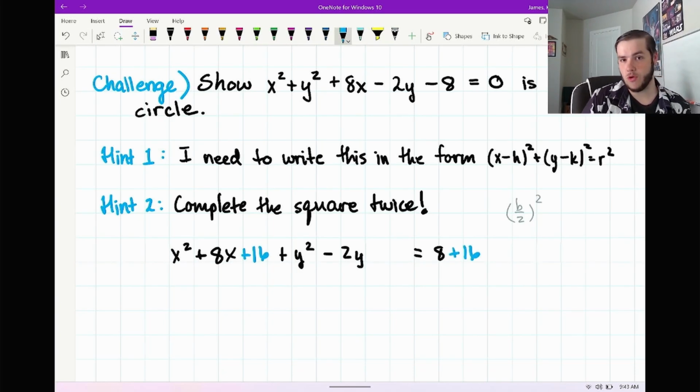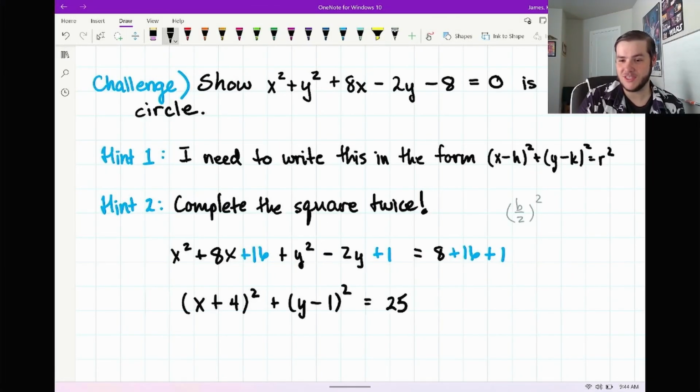But I also want to do that for y. Go ahead and pause the video here to see if you can finish it on your own. After completing the square, you should arrive at x plus 4 squared plus y minus 1 squared equals 25. And look at that, we're done. This is the circle with center negative 4, 1, and radius 5.